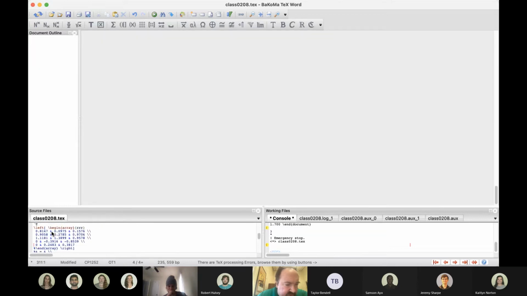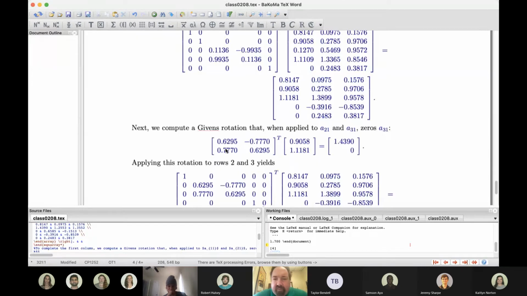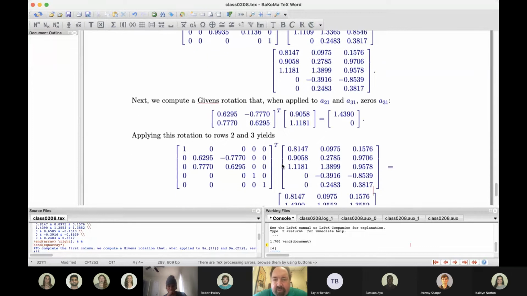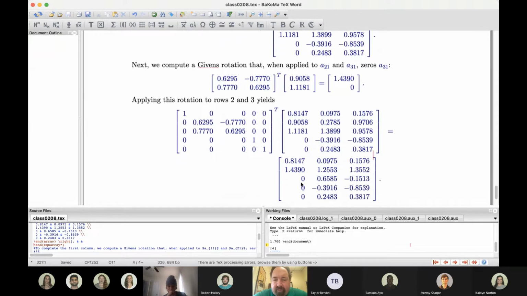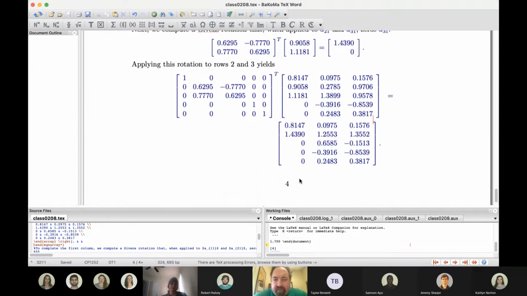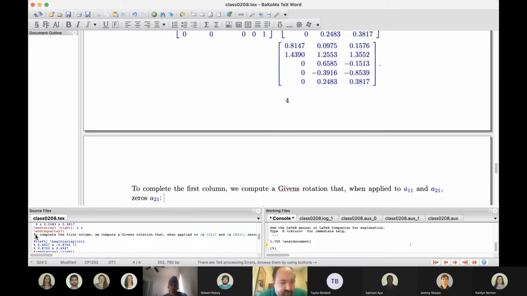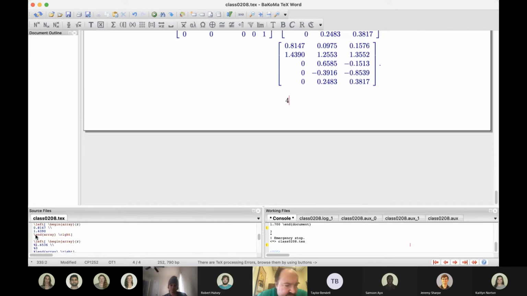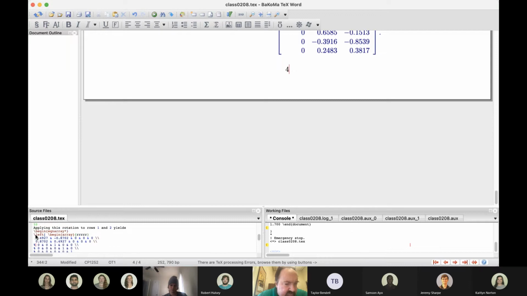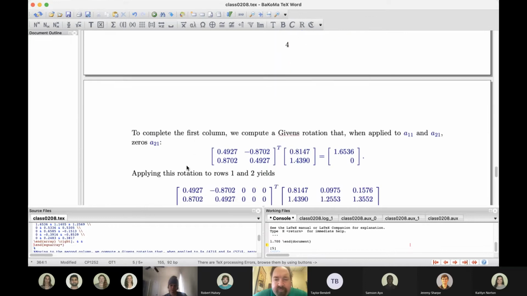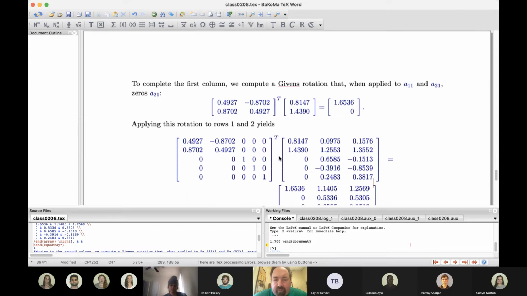As I reveal more of this. All right, so here I'm working on rows 2 and 3. So we're wiping that out. And then finishing the first column. All right, so now I work on rows 1 and 2, so the rest of its Givens rotation is identity.